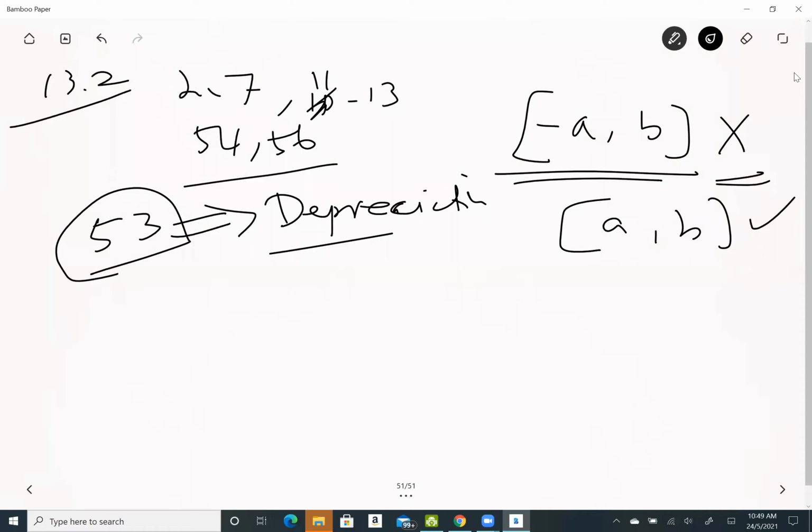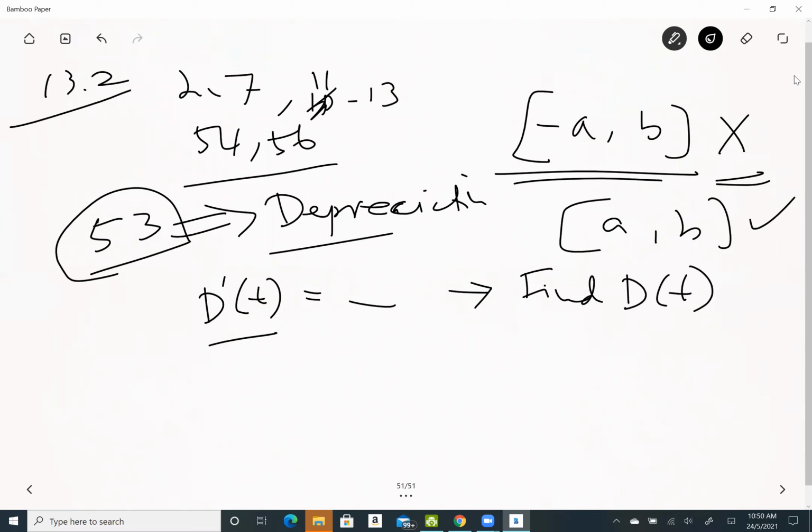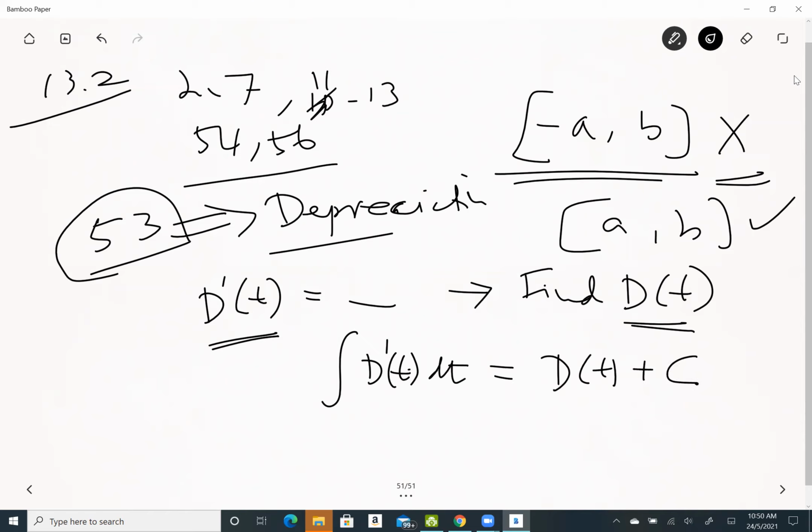Now, what you are given here is this. It's about depreciation. You are given the rate of depreciation. That means the derivative of depreciation, D prime T, which is equal to whatever the value is given there. What you want to find is D, depreciation. You're given the derivative, you want to find the function. So you apply the antiderivative: D prime T dt, integrate, I get D(t) plus c. In other words, f prime of x dx, integrate, I will get f of x plus c. So that is the concept.